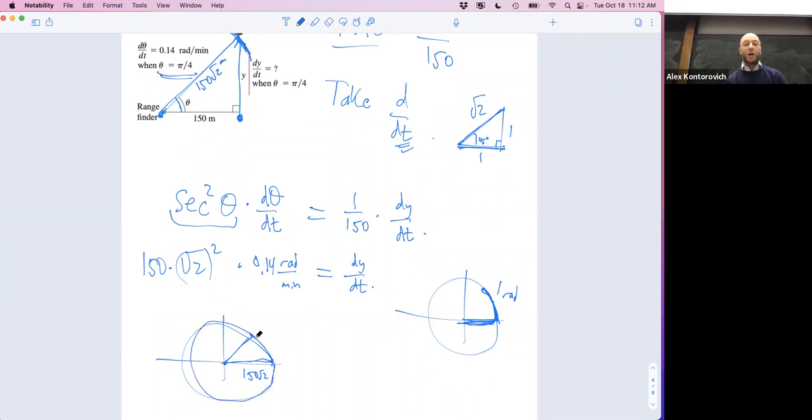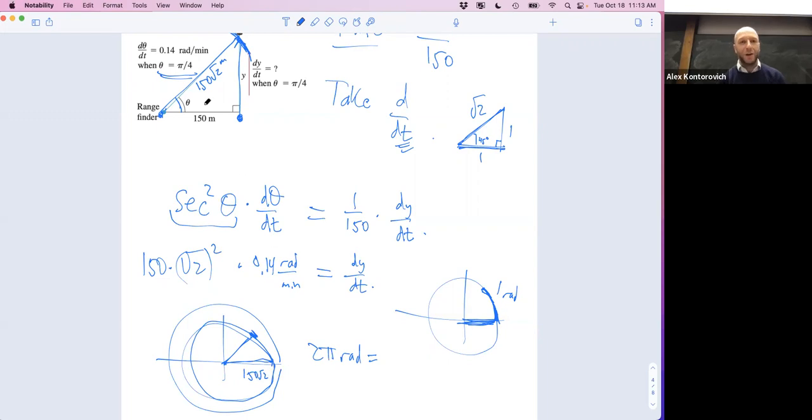And I know I want to know how much a radian is on that circle. Well, what would a full rotation be? How many radians is a full rotation? 2 pi, right? 2 pi radians. So 2 pi radians on this circle would be equal to how many feet? 2 pi radians of this circle, of this radius, is how many feet?